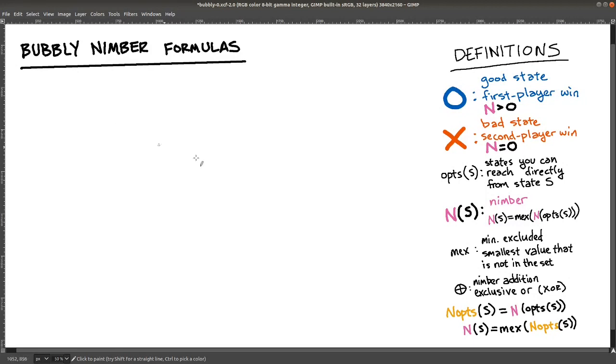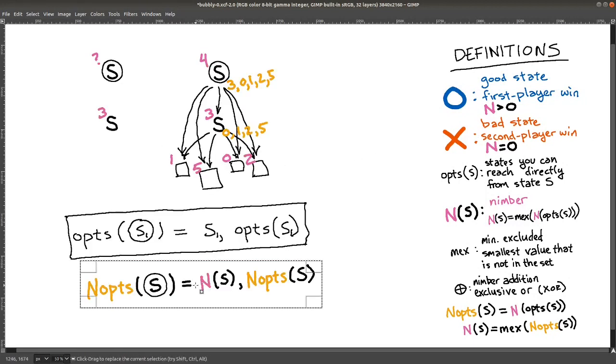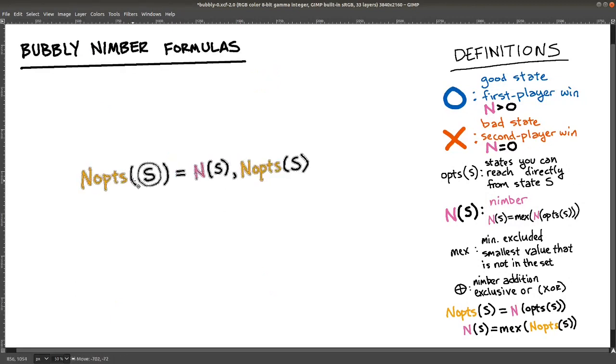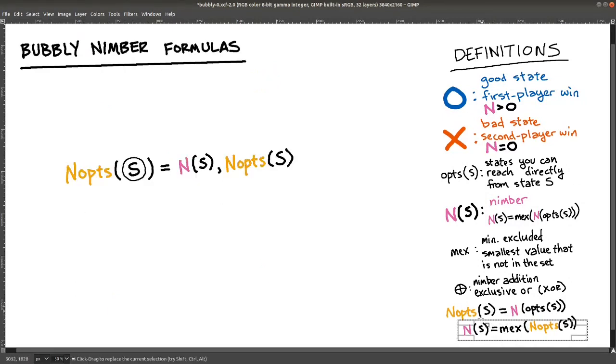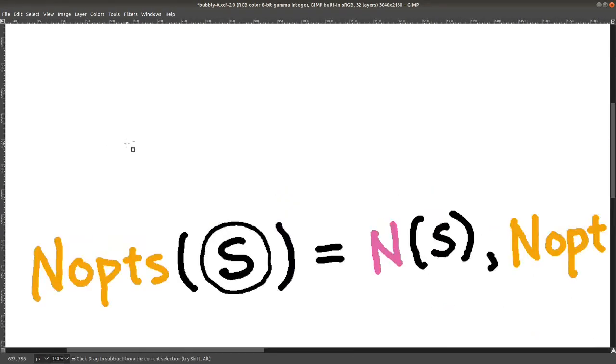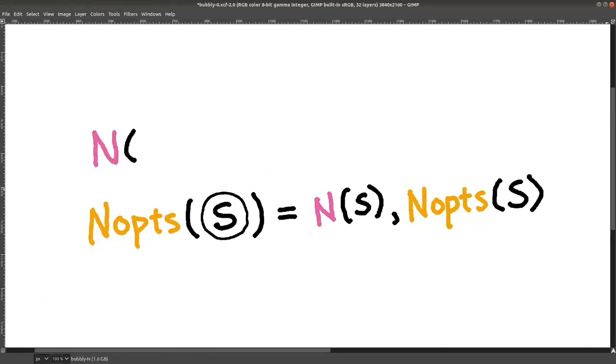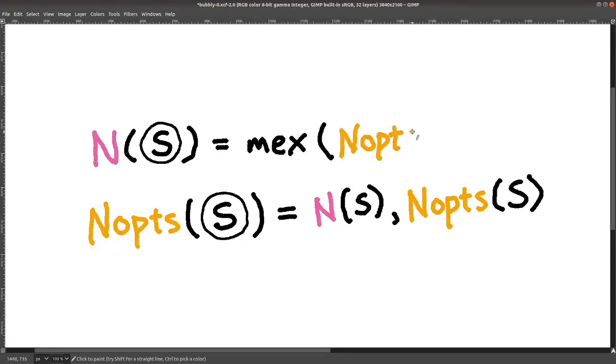So let's review what we have. This formula for the orange numbers of a state that's a single bubble. Of course, we can also get the pink number for this state in terms of the orange number, so I'll write that in. All right. As with any state, the pink number is just the smallest value not included in the orange numbers.